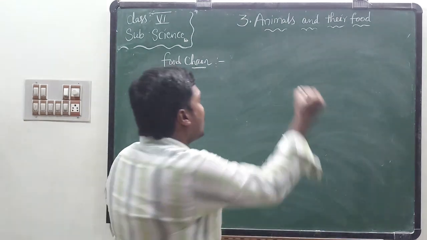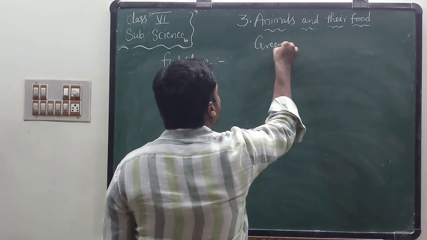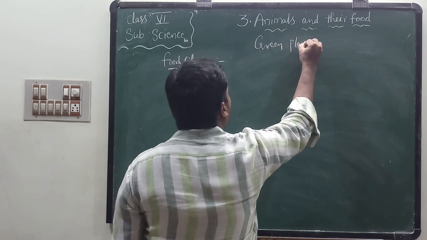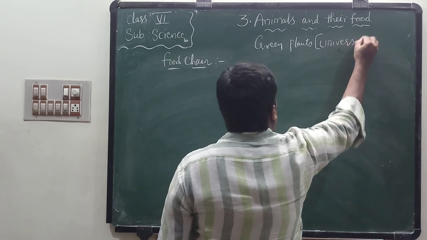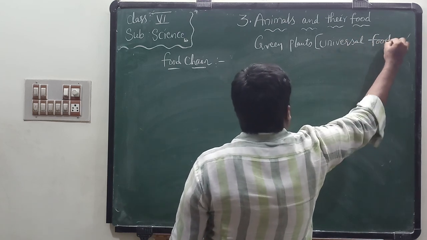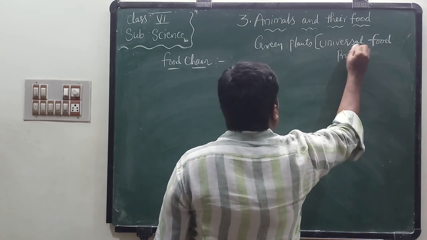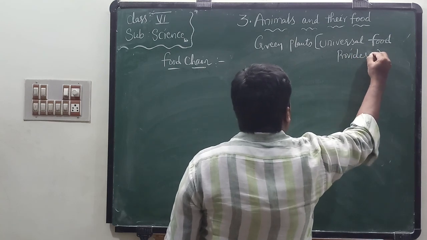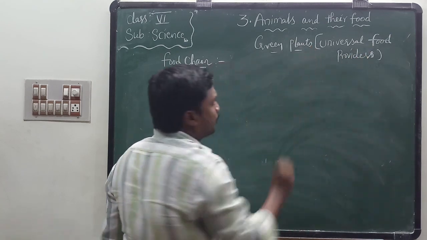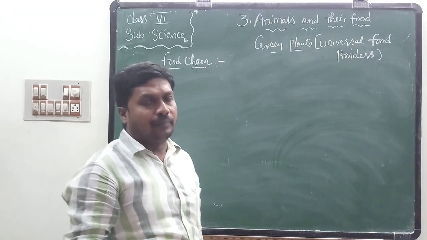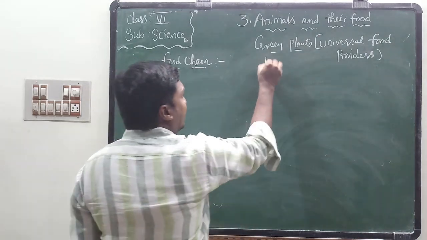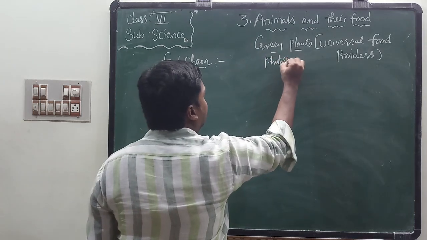Do you know, children, green plants are also called universal food providers. Why are they called universal food providers? Because plants give food material. They can prepare their own food material in the process of photosynthesis.